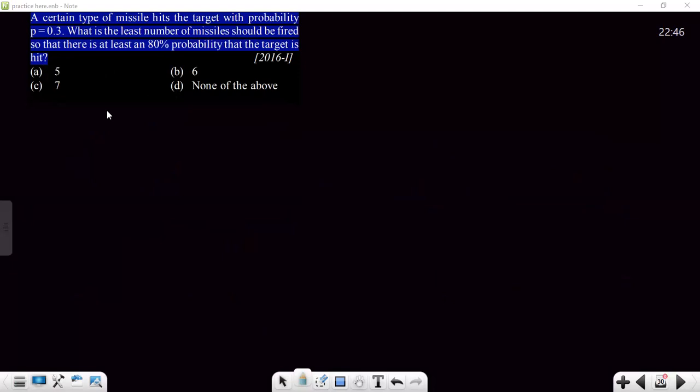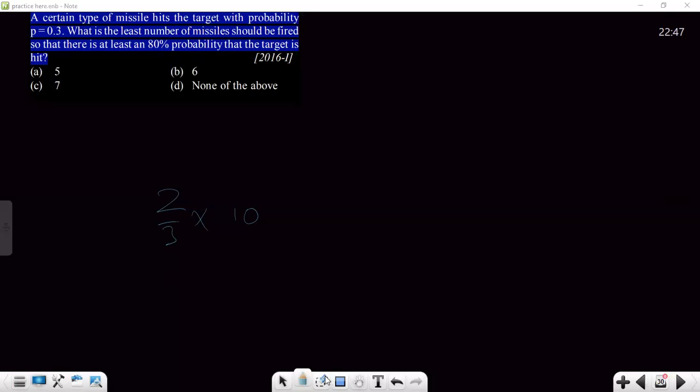Okay, so what is the least number of missiles that should be fired so that there is at least an 80% probability that the target is hit? Earlier, there was a similar question, 2 by 3 success, 10 attempts, and we had to find out how many attempts we should make so that the event is a sure event. But this time, we are not discussing the event being sure. We are discussing the event being 80% probable. So that changes the game.